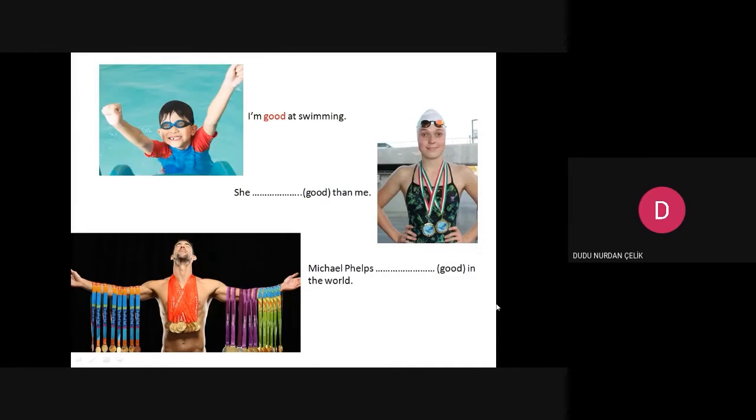Another example about swimmers. Good swimmer, better swimmer, the best swimmer. Let's make the sentences. I am good at swimming. Good. She is better than me. And look at him, Michael Phelps, a lot of medals. He has got a lot of medals. And we can say Michael Phelps is the best in the world.